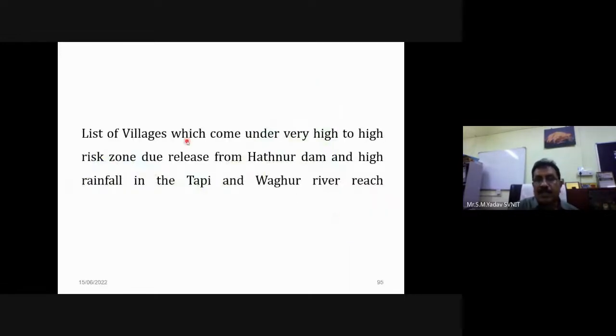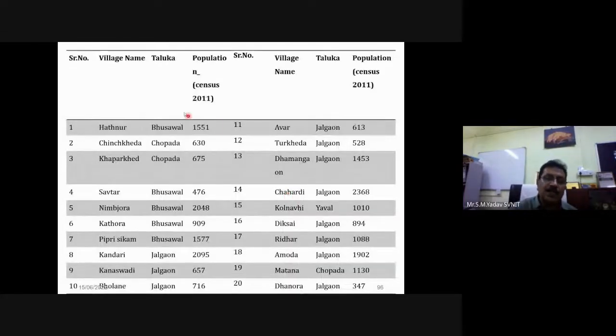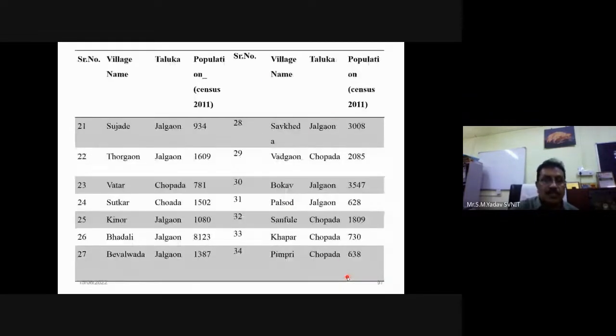List of villages which come under very high to high risk zone due to releases from Hatnur Dam and high rainfall in the Tapi and Bagur River Reach. That has been prepared, and details with village name, taluka, population affected, that has been worked out for the entire study area. See, these are 34 villages with different population which are at high risk.